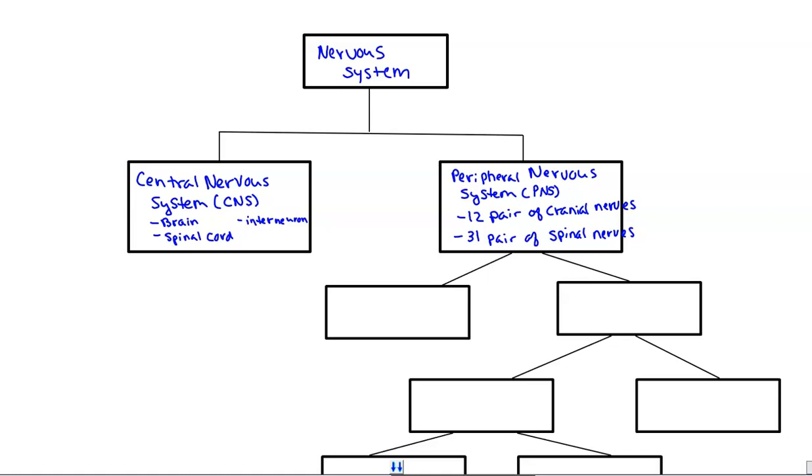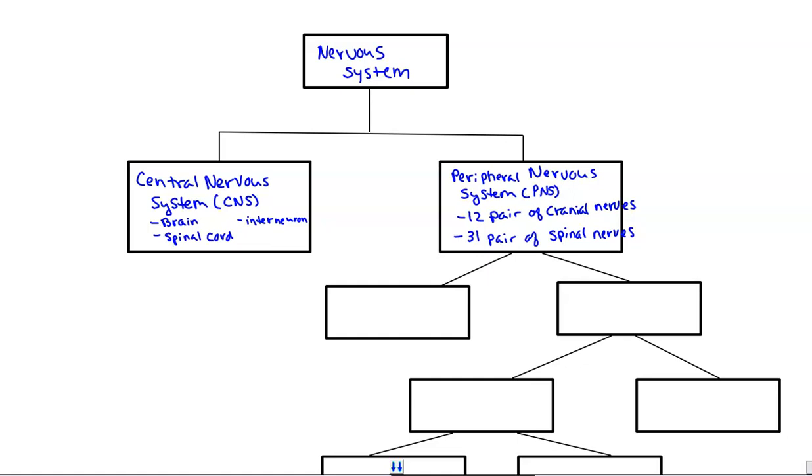In this video, we're just going to take the nervous system, the system itself, and break it down. First, we're going to break it down into the two main categories, and that is your central nervous system, which we're abbreviating as CNS. Your central nervous system consists of your brain and your spinal cord.